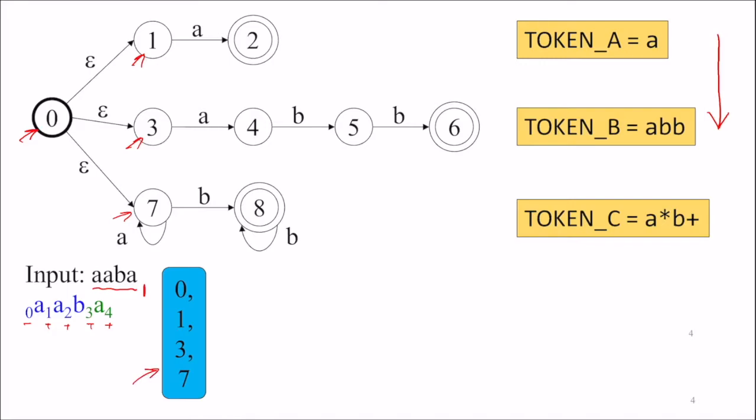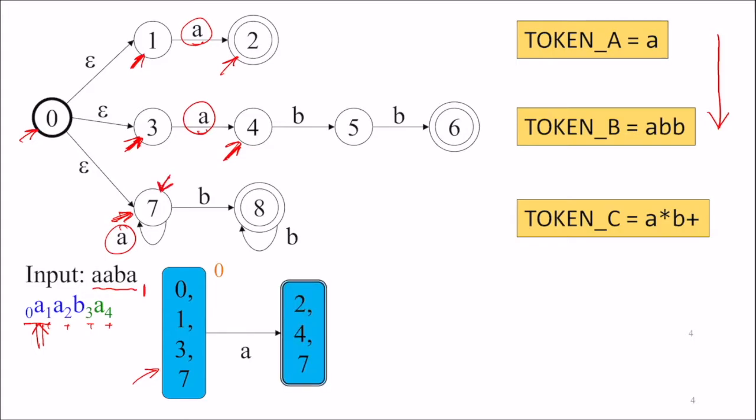And then the first input symbol here is an A, right? So we are starting from position 0 on input A. Where can I reach? Well, if I'm at this position, I know that I can take a transition on A to reach 2. If I'm at 3, I can take this transition to reach 4. And if I'm at 7, I can take this transition on A and I'm back at 7. So I can reach 2, 4, and 7.